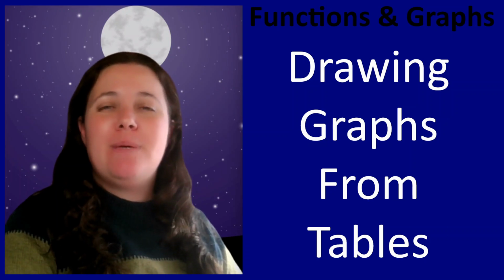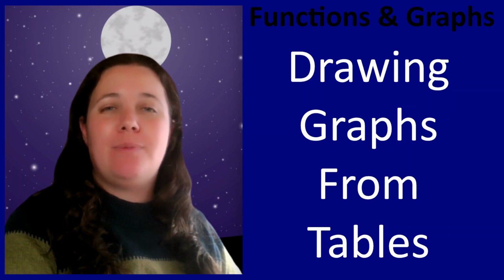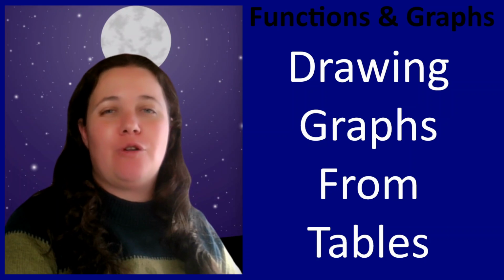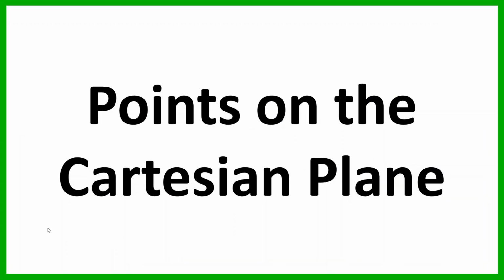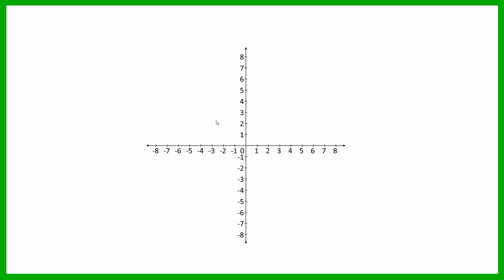Hi, today we're going to be learning about using tables of ordered pairs to plot points and draw graphs. First, I want to remind you about points on the Cartesian plane. The Cartesian plane is made up of an x-axis, which is horizontal, and a y-axis, which is vertical. The x-axis is where y is equal to 0, and the y-axis is where x is equal to 0.